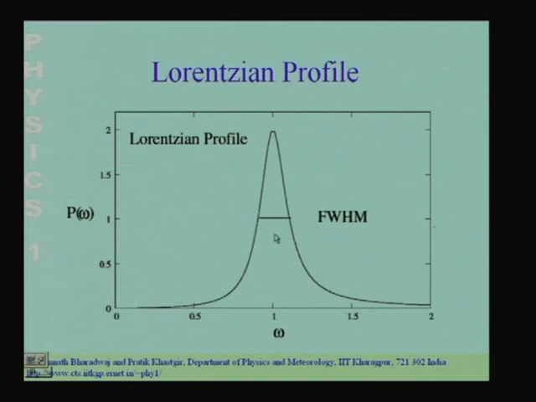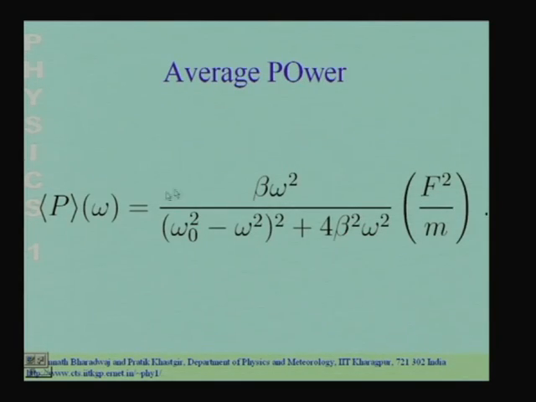So, let us determine the value of the angular frequency where you have the peak of the curve. To do this we have to differentiate the omega dependence of the average power and then set it equal to 0. So, let us do this calculation.